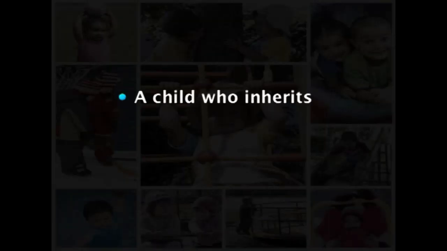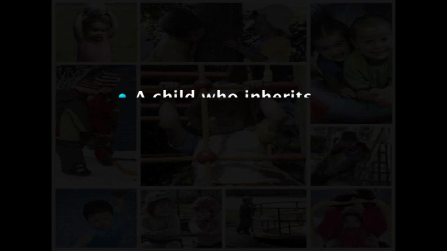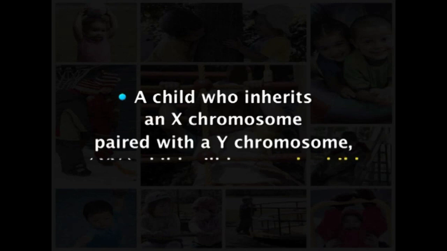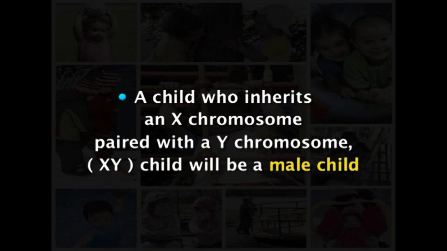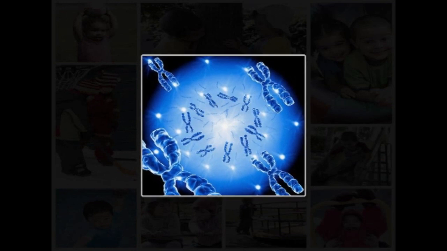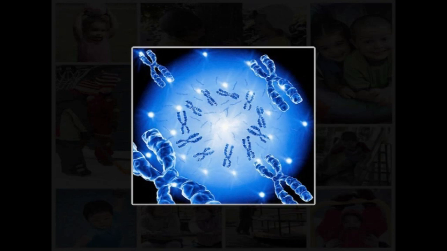A child who inherits two X chromosomes, that is XX, will be a female. A child who inherits an X chromosome paired with a Y chromosome, that is XY, will be a male child. The genes are scattered on each chromosome, each in a small area of the chromosome.